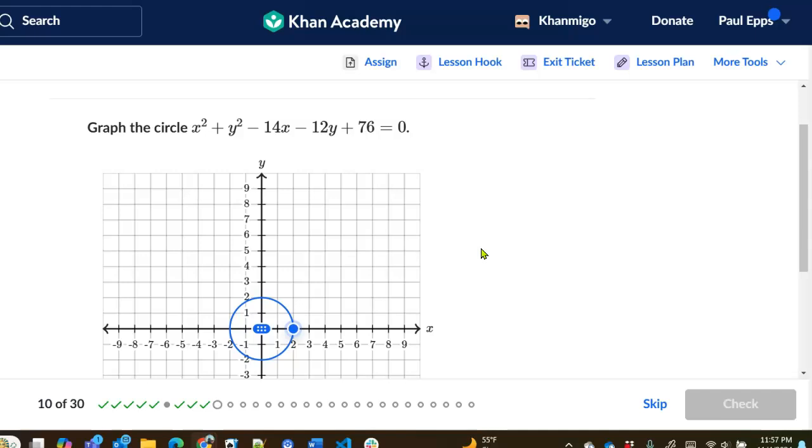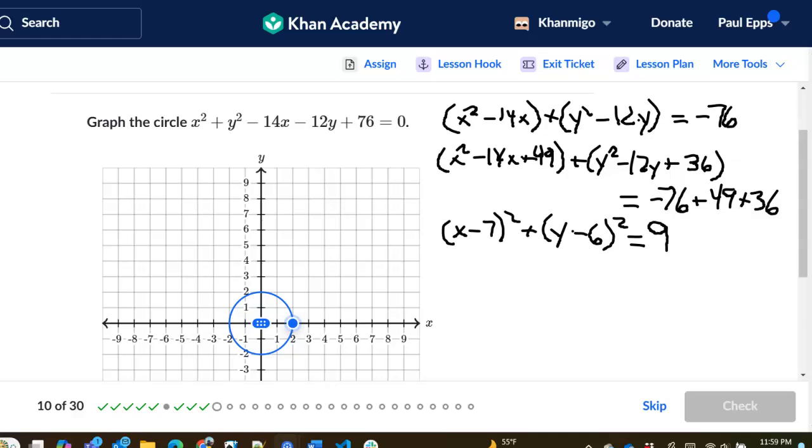Graph the circle, blah, blah, blah. I'm going to need to, in the interest of time, write the equations out and then come back and look at them. Okay, so we put the common terms together. We got to get this into a standard equation for a circle. So we'll put the common terms together, x squared minus 14x plus y squared minus 12y equals, and then subtract 76 from both sides, equals negative 76.